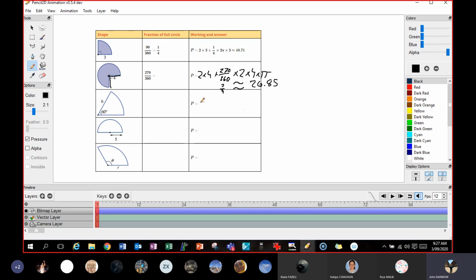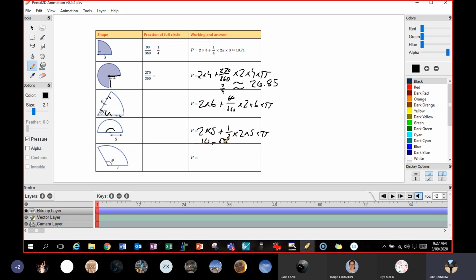So this one here, if we're looking for the perimeter, we've got 2 lots of 6, which gives me this. Plus, I've now got a fraction of 60 degrees of a circle on 360, times 2, times the radius, times pi. Because that's giving me the whole circle, but I'm only taking 60 degrees of the whole circle. Here, we've actually got 180 degrees. So we've got 2 lots of 5 again, which is just 10 centimeters for the diameter. That's the whole length. Plus, we've got 180, or a half, because 180 over 360 is a half, times 2 times 5 times pi. So that would be 10 plus 5 pi.